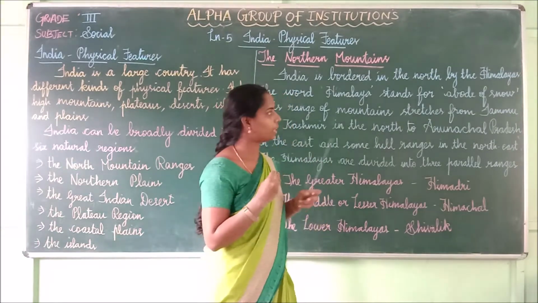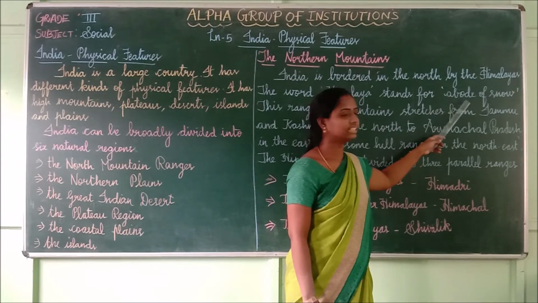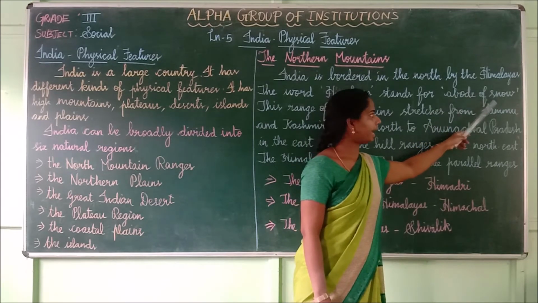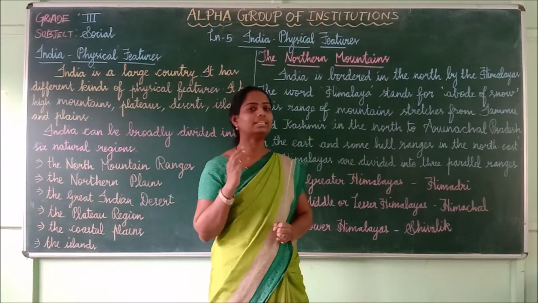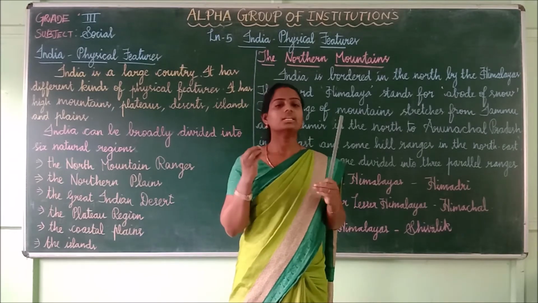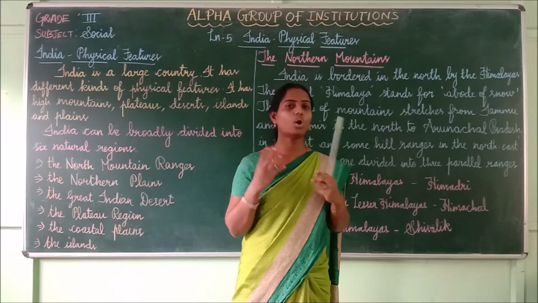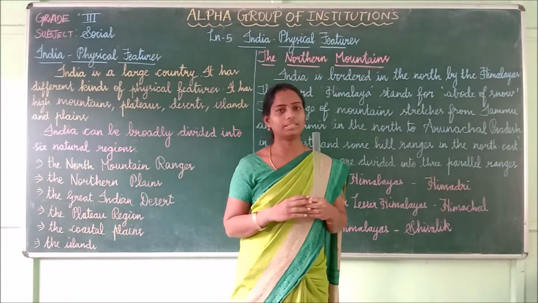Okay, children, what is the spelling of abode of snow? A-B-O-D-E, abode. O-F, of. Snow, S-N-O-W. Okay, children, the first thing I said here is India is bordered in the north by the Himalayas. The word Himalaya stands for the abode of snow, which means the home of snow, which means the Himalayas are fully covered by snow.